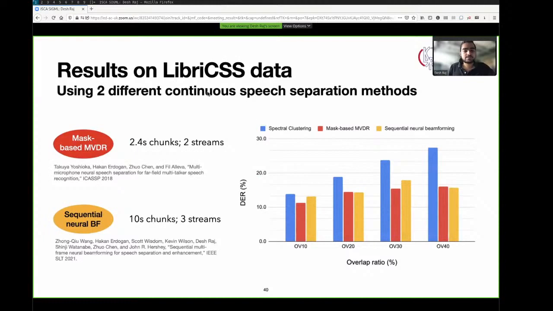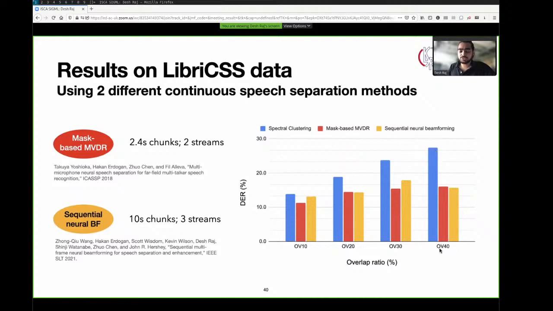We use 2 different continuous speech separation methods. One of them is called mask-based MVDR, the other is called sequential neural beamforming. I've mentioned the papers here. I'm not very familiar with these separation approaches, but the thing to notice here is that they perform much better than single speaker clustering baselines.